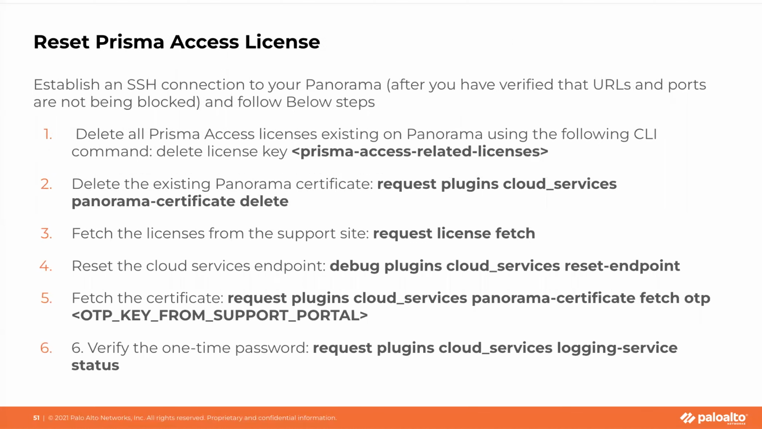If you verify that the URLs and ports are not being blocked, you can always reset your Prisma Access licenses. Make an SSH connection to your Panorama, and through the CLI you can run the Prisma Access related commands to delete licenses, and then refetch all of your licenses and OTP, which may help you resolve your issue. And if you still face any issue in terms of connectivity between Panorama and Prisma Access, or licensing, you can always open a TAC case.